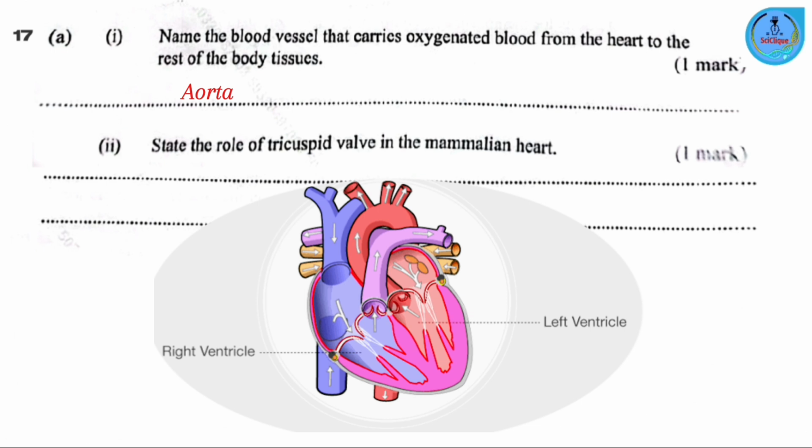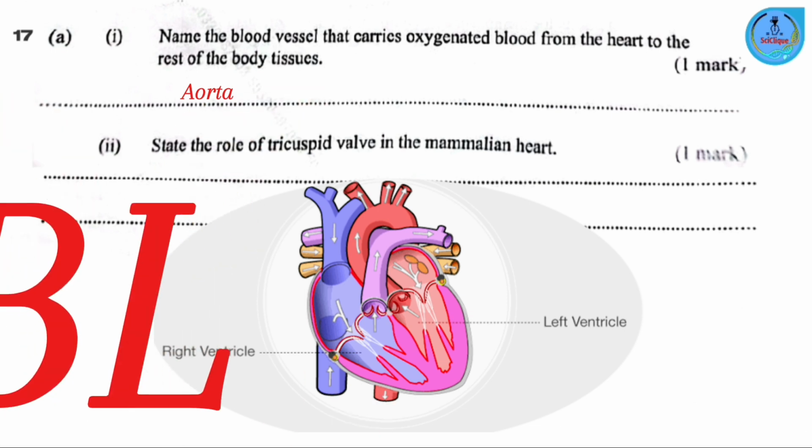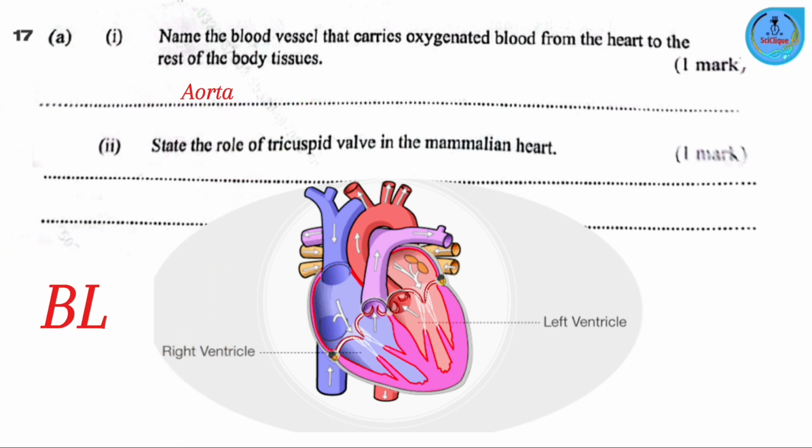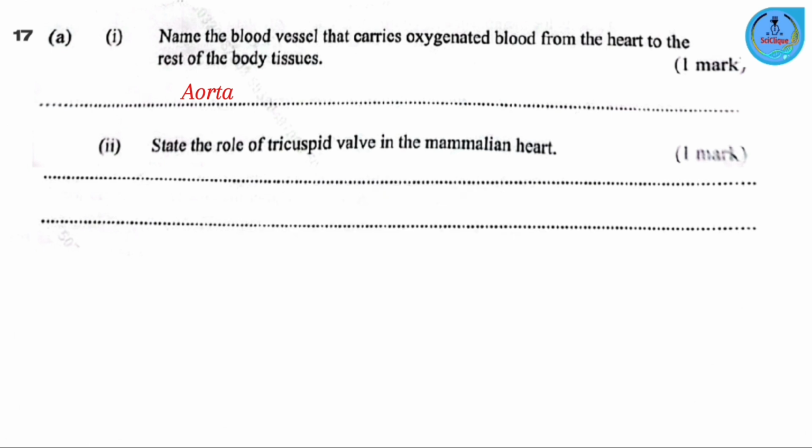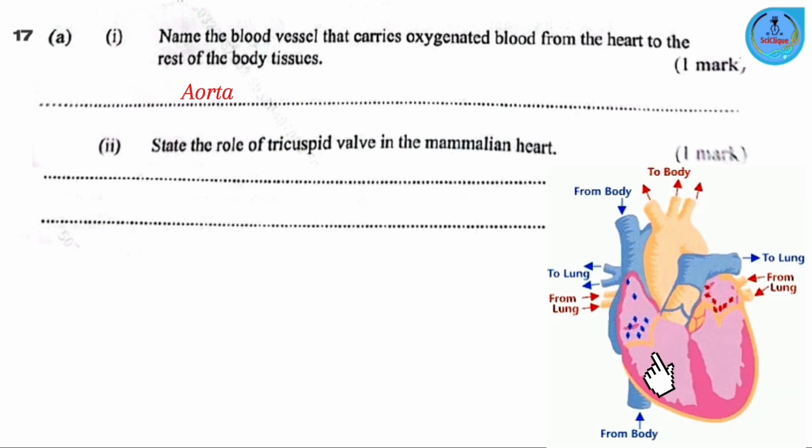Now, we have two cuspid valves, right? We have the tricuspid valve and the bicuspid valve. The tricuspid valve is found on the right side of the heart. The bicuspid valve is found on the left side of the heart. By the way, if you find these two confusing, just use this BL. Bicuspid, left. So that means tricuspid is found on the right side. So the tricuspid valve is found between the right atrium and the right ventricle as such.